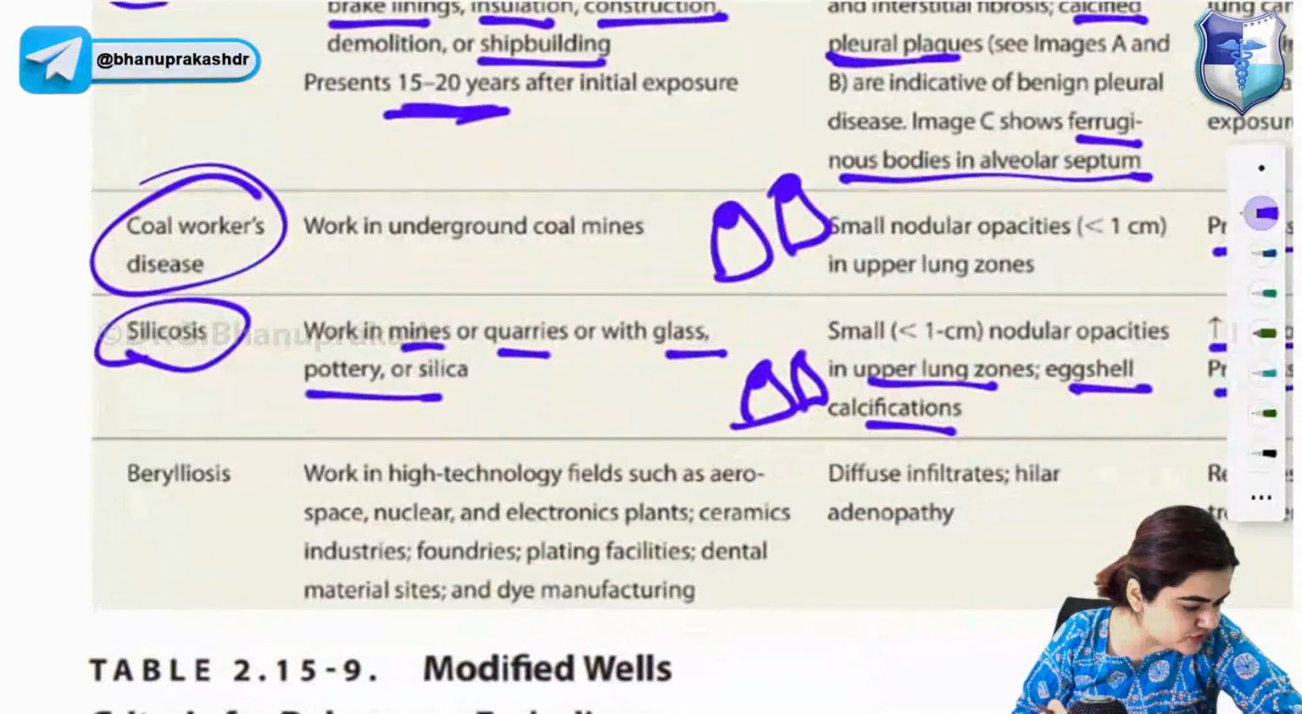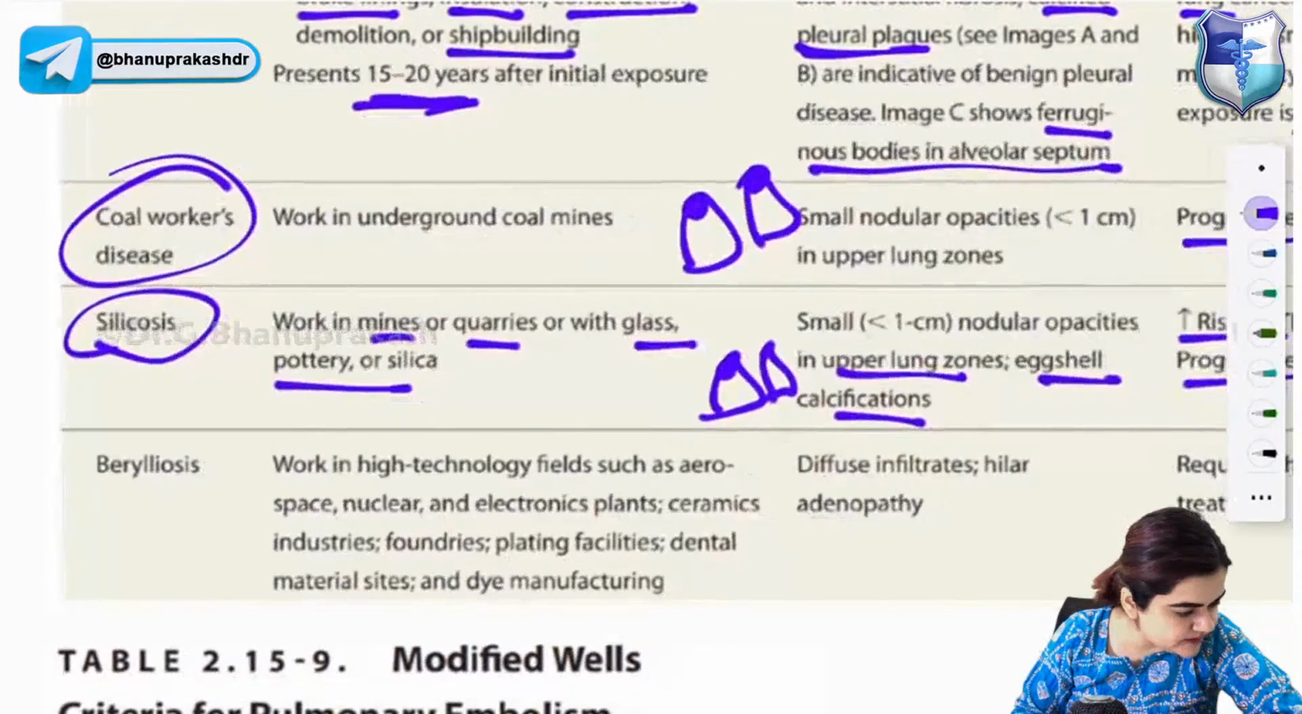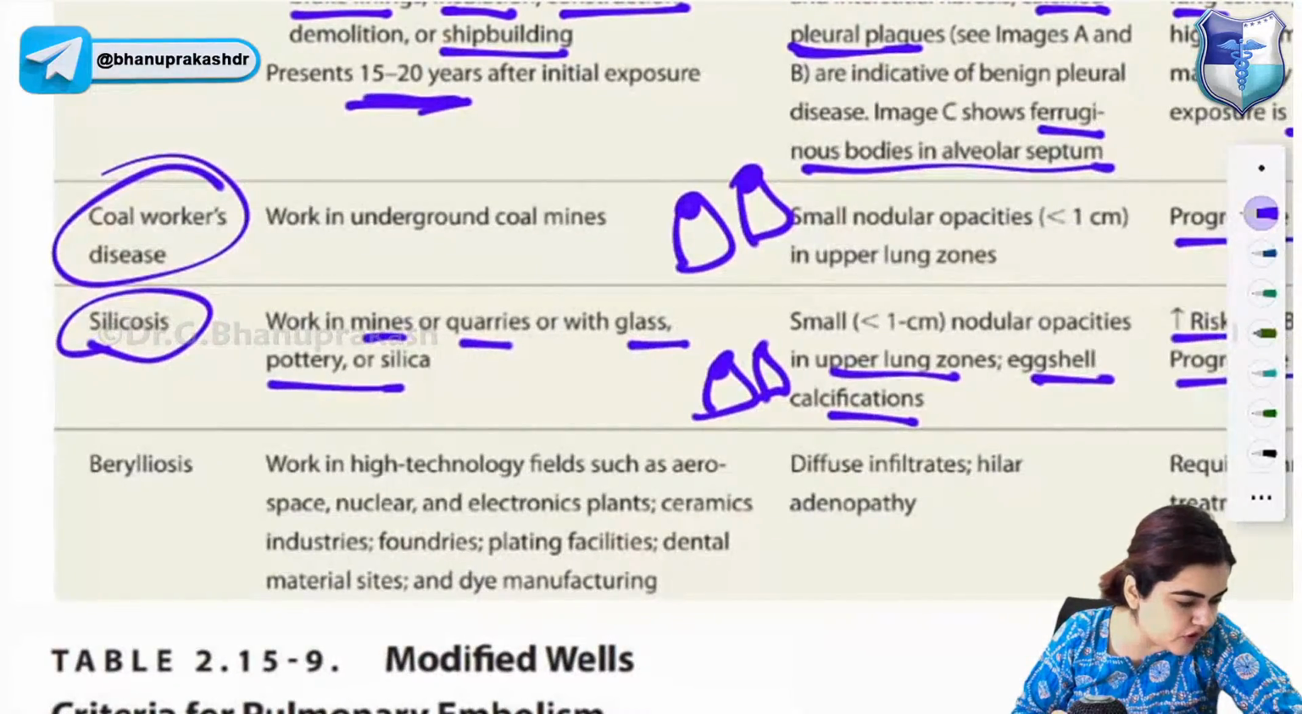Dumbbell shaped bodies, ferruginous bodies, yes, good. Thick fibrotic pleura, a feature of the base of the lung being involved, is a feature of asbestosis.